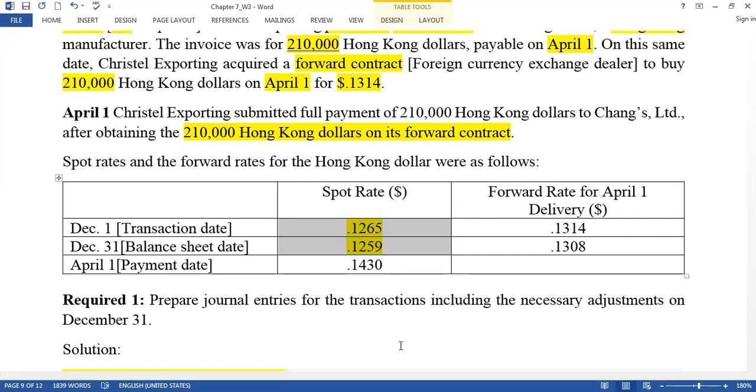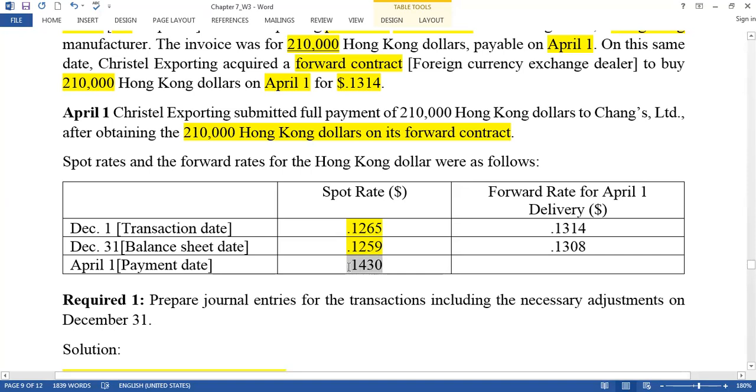So when the balance sheet date came, you have to recognize gain or loss, right? When the balance sheet date came, you have to recognize gain or loss. So you have gain or loss, of course gain, right? Because the balance sheet rate is lower. Clear?